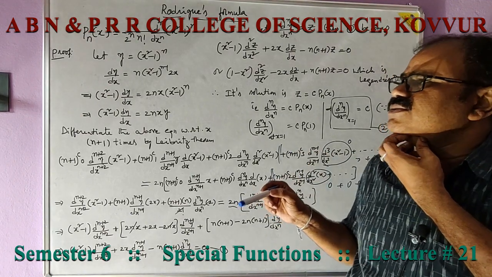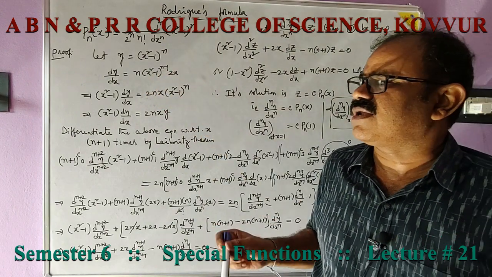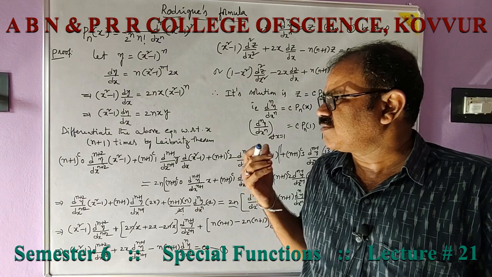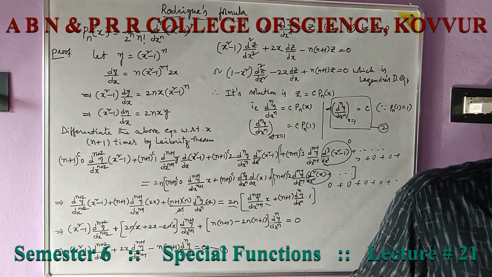Let us do, by considering y is equal to x square minus 1, let us differentiate by using Leibniz theorem n times, and you get some other value. Let us continue this.